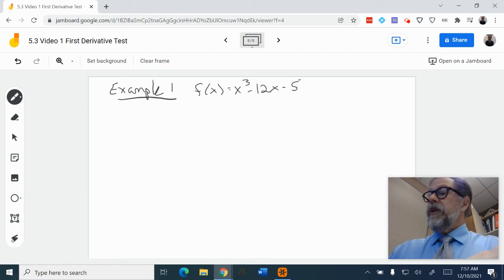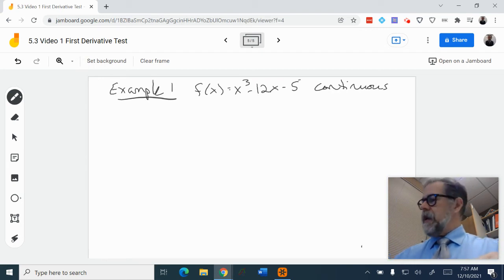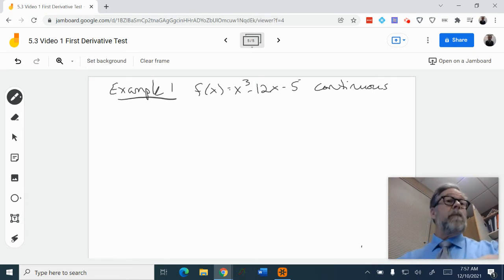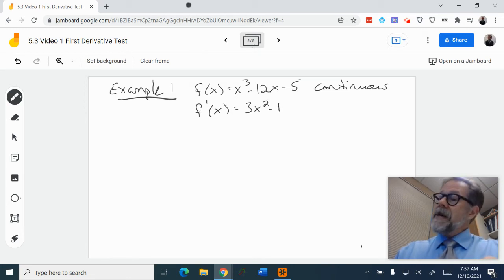Minus 5. So we know this is continuous because it's a cubic. We know that it's differentiable everywhere because it is a cubic. So we will proceed from that premise. The derivative of this function is 3x squared minus 12. And doing a little bit of solving, we know that it's equal to 0 when x equals plus or minus 2.